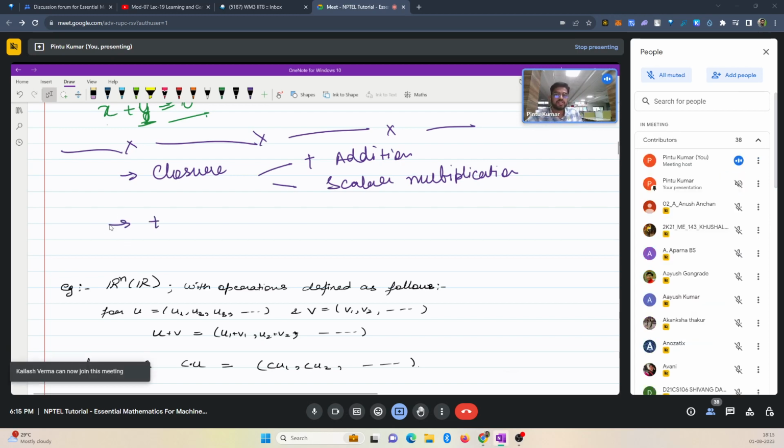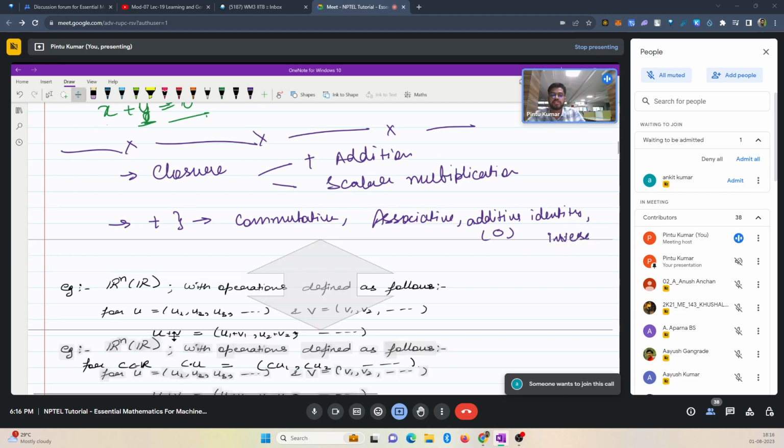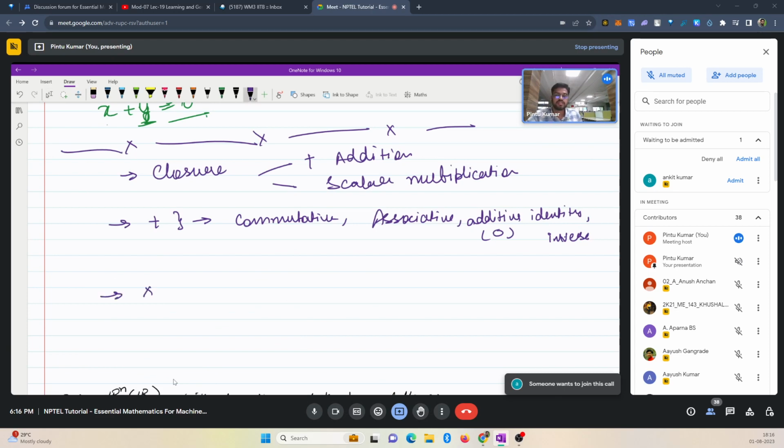Second, with respect to addition, this should be commutative and associative. You should have an additive identity that you can see as 0. And you should have an additive inverse. Now, with respect to your multiplication, that is scalar multiplication, this should be associative and a multiplicative identity should exist.